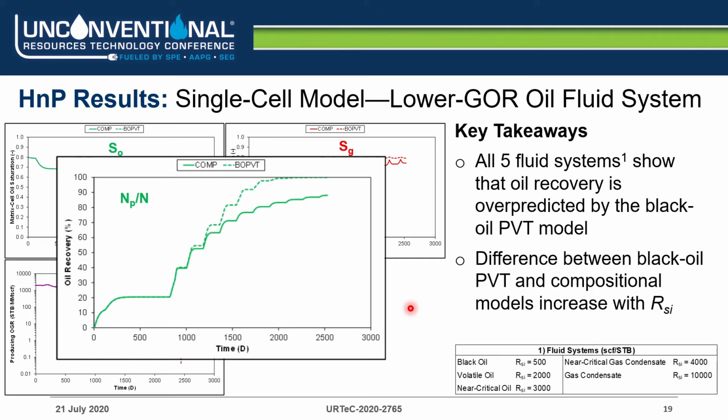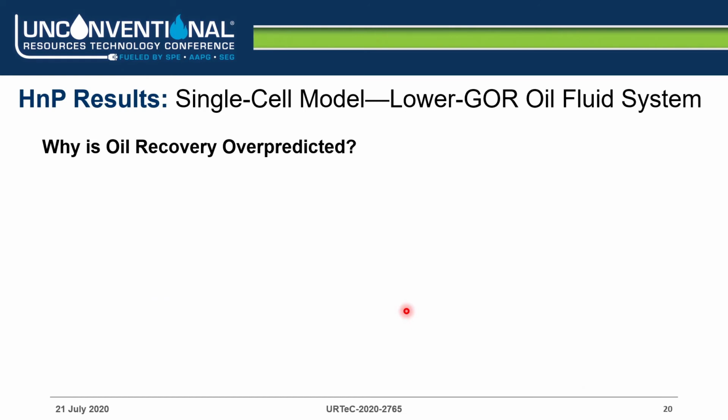We also show that the difference between the black oil PVT and compositional models increases with increasing initial solution gas oil ratio, meaning that at least this gap here at the final recovery factor becomes bigger as the fluid becomes a more volatile oil and transitions to a gas phase initially. Now the natural question to ask then is, why is oil recovery over-predicted?